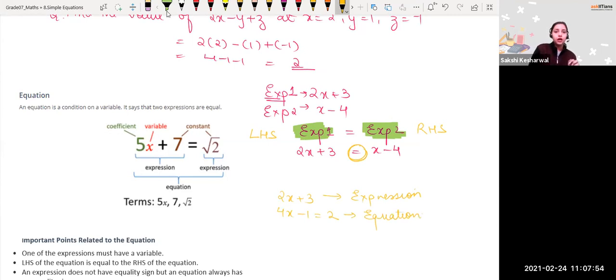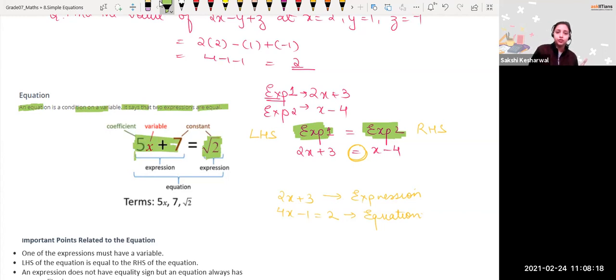Now let's read it out. What are the things over there, right? Now, let's see over here. What are the things written over here? An equation is a condition on a variable. It says that the two expressions are equal. As I said, the two expressions are equal. Now, if you see, only 5x plus 7 is an expression, right? And if I say that is root 2, I don't think root 2 should be there in your class 7.